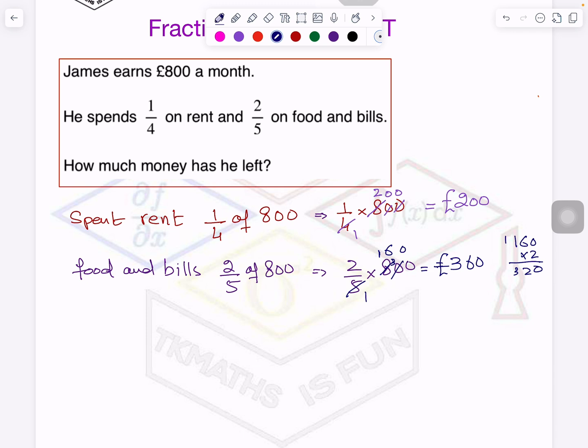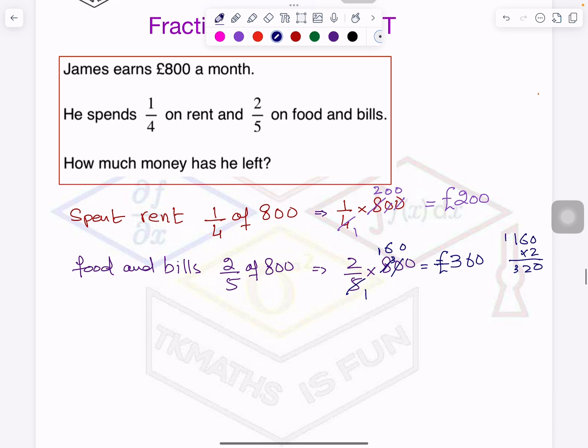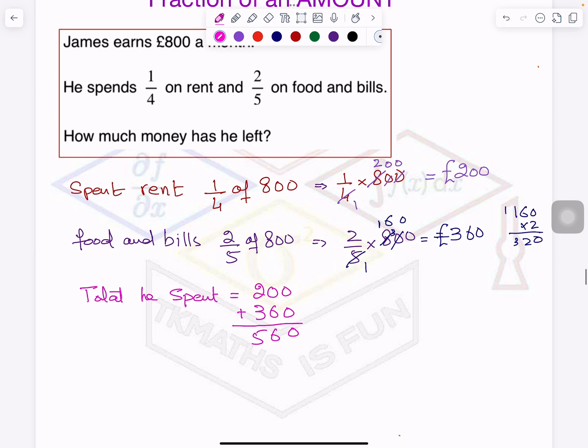The question is, how much money has he left? So first of all, we have to find out how much altogether he has spent. So you can write here, total he spent is equal to 200 plus 320. You can write vertically or you can write horizontally also, that is fine. So 520 he spent altogether.